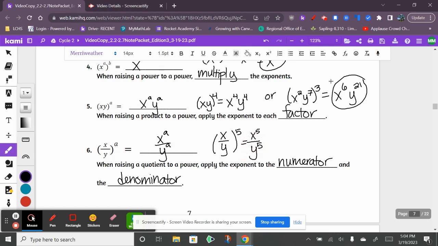Say that we have a little bit more complicated of a problem. We have x to the 6th over y to the 4th, and then the outside exponent is 3. Then we would have x to the 18th over y to the 12th.